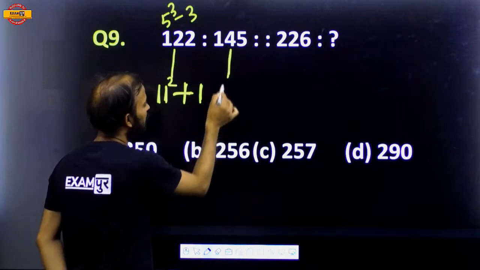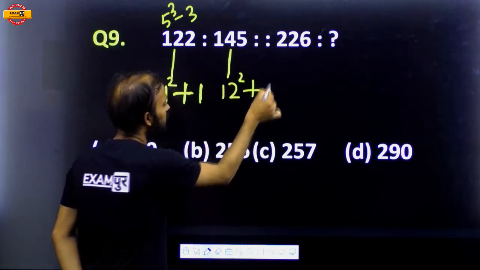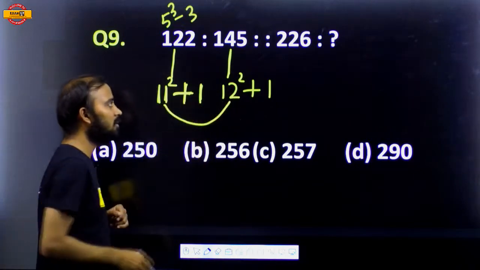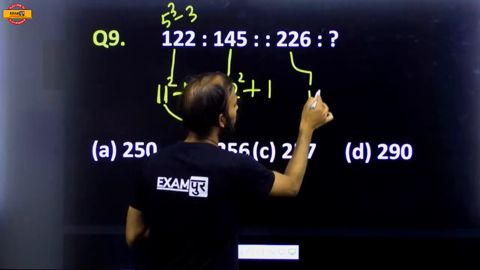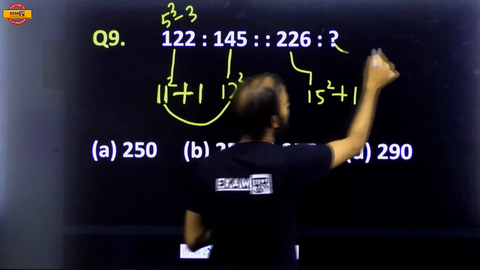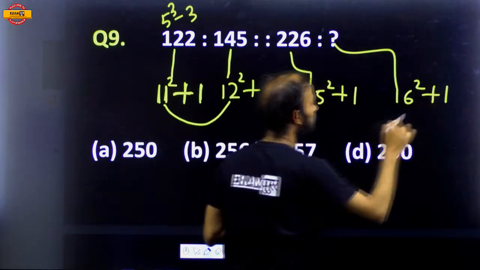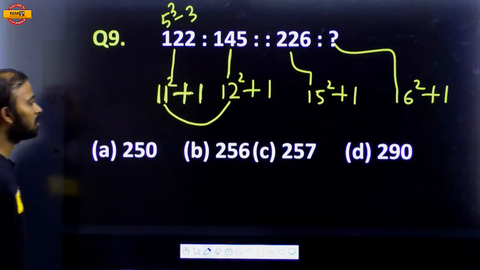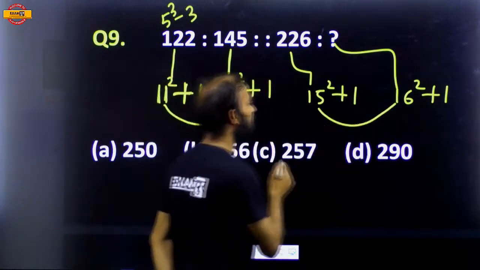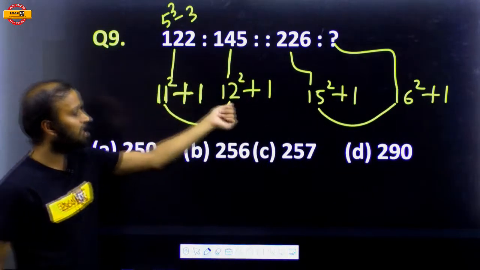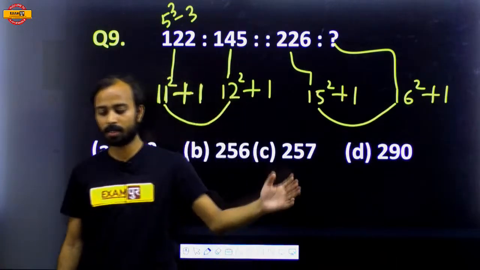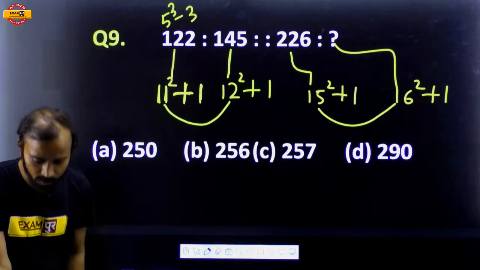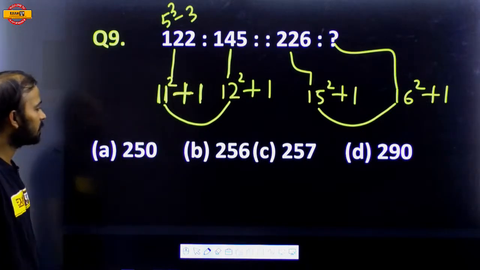145 can be represented in the form of 12 square plus 1. And the gap of 11 and 12 is what? It's a consecutive, 1 ka gap hai. Similarly, 226 is 15 square plus 1. So the next will be what? 16 square plus 1. Yahi hoga na? Because the difference is plus 1: 15, 16, 11, 12. All these numbers are related to perfect square plus 1. So C will be the answer.